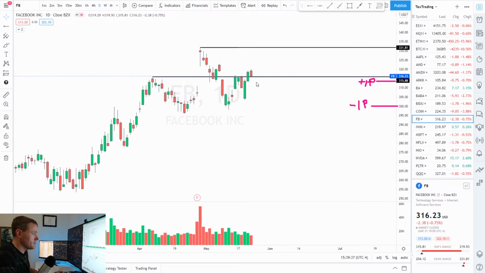Of course, if we're right and Facebook makes this move lower, this spread will make us money. If we're wrong and Facebook just kind of trades here and doesn't really make the move we're looking for, we lose money, okay?